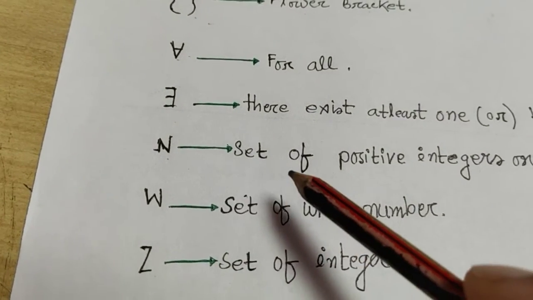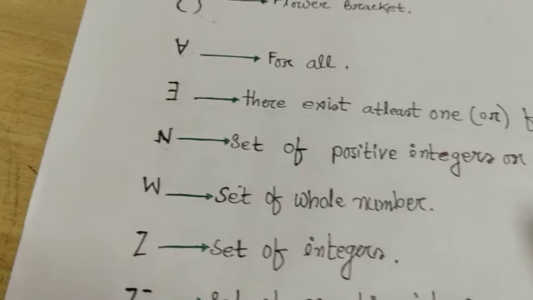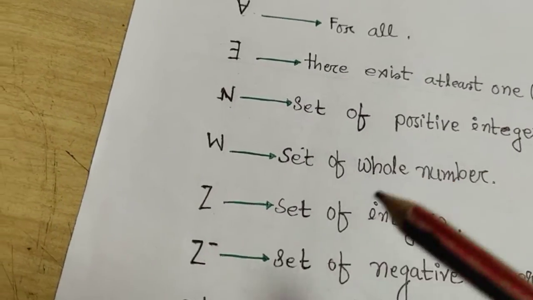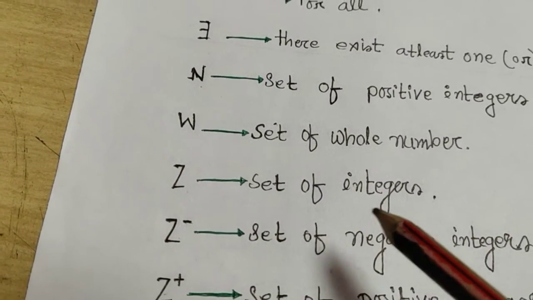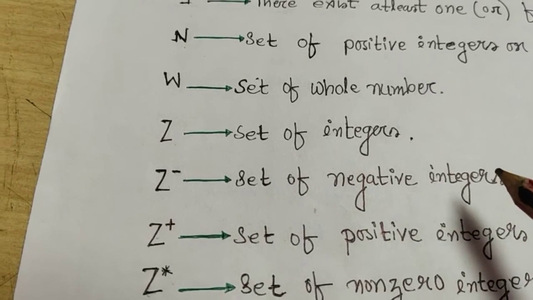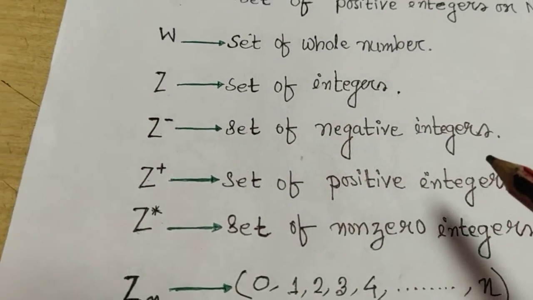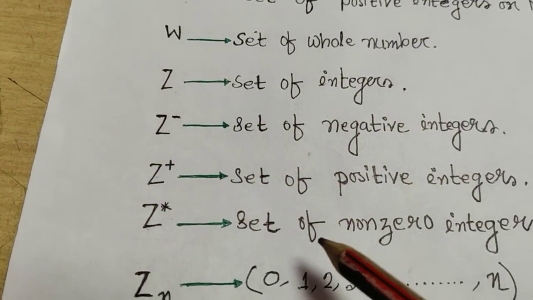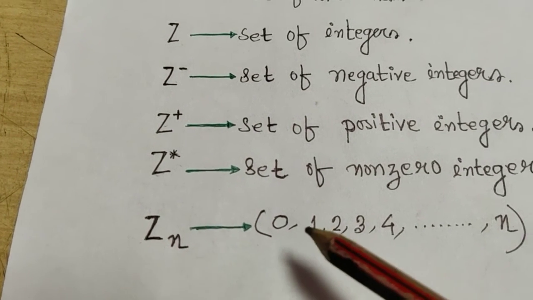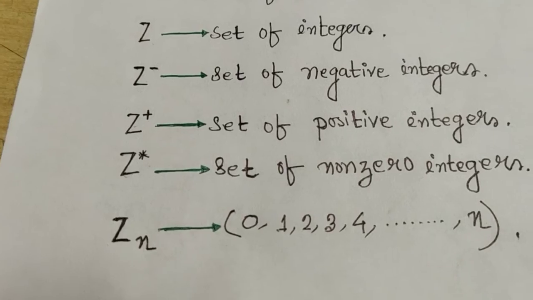N stands for set of positive integers or natural numbers. W stands for set of whole numbers. Z, set of integers. Z minus, set of negative integers. Z plus, set of positive integers. Z star, set of non-zero integers. Zn stands for 0, 1, 2, 3, 4 up to n.